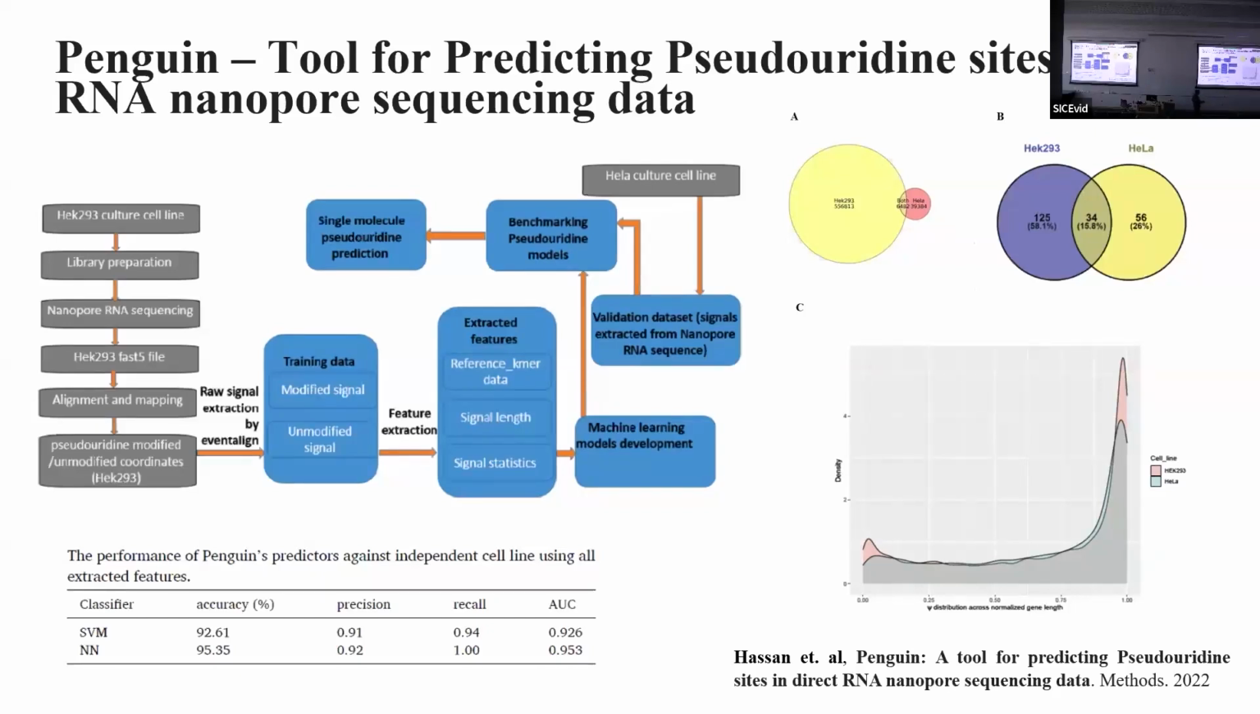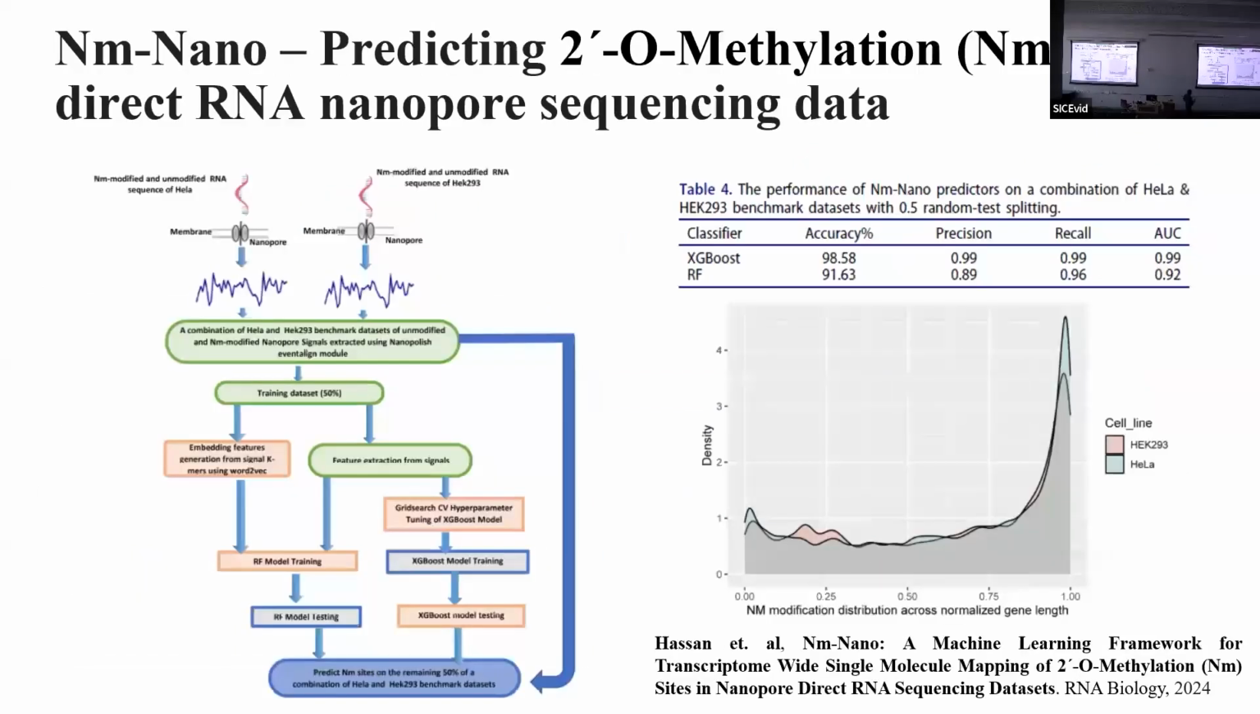When we plot the distribution of this modification, these are called topology plots in the field of epitranscriptomics. The x-axis is showing 0 to 1 as the length of the gene, okay? Each gene will have different lengths. So 0 is the 5' end, 1.0 is the 3' end, and the y-axis is showing the density. We notice that most of the modifications happen in the 3' end, in both the cell lines, and this is not just true for pseudouridine. You will notice that even other modifications typically happen in the 3' and 5' ends of genes.